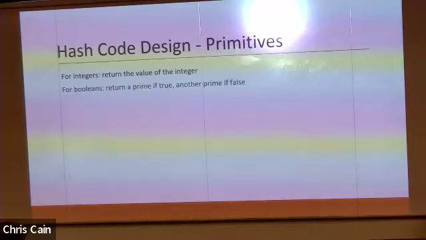For Booleans, you're going to select 2 primes. If the value is true, you'll return one of those primes, and if the value is false, you'll return the other one. It doesn't really matter in practice which primes they are. You will just find that with primes, it makes the math a little bit easier. And if we use primes, it actually avoids collisions more frequently.